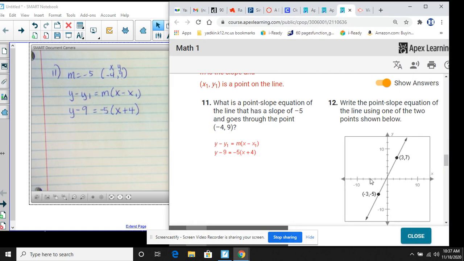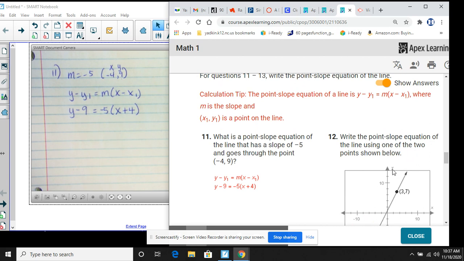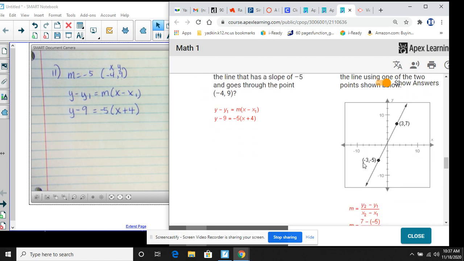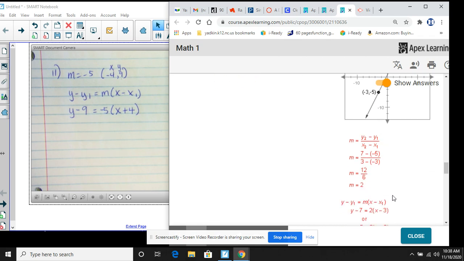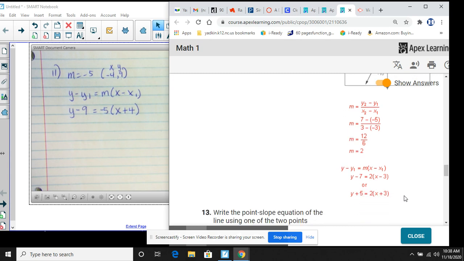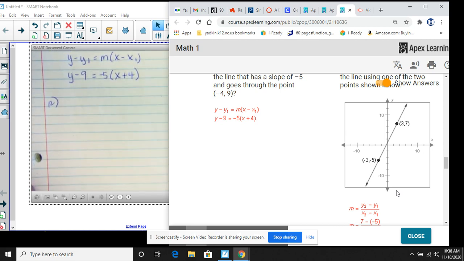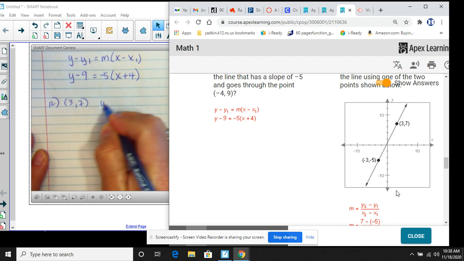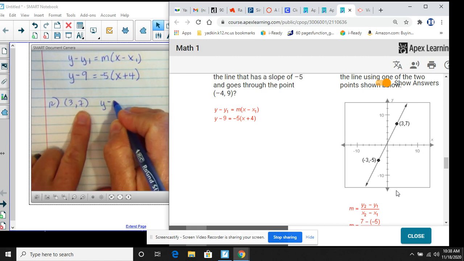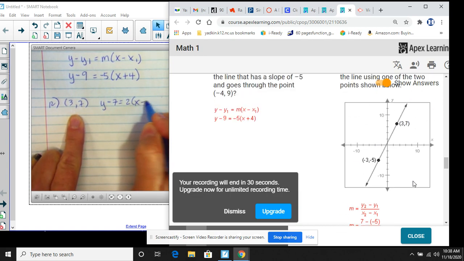Okay, number 12, write the point slope form of the equation of the line using one of the 2 points below. So again, you find the slope. It shows you finding the slope, which is 2, and then you use either point you want to plug into point slope form. So for number 12, if you use, let's say, 3, 7, your equation would be y minus y1, which is 7, is equal to, they tell us the slope, what was it, 2? Yeah, the slope is 2 times x minus 3.